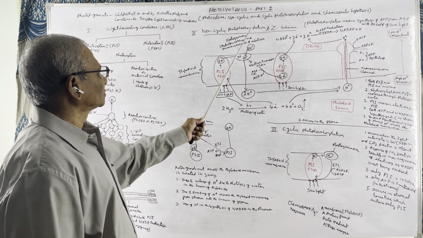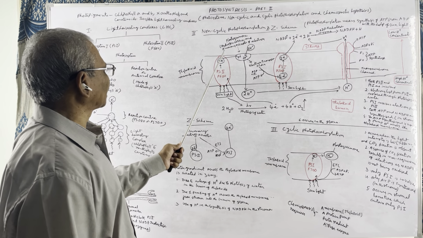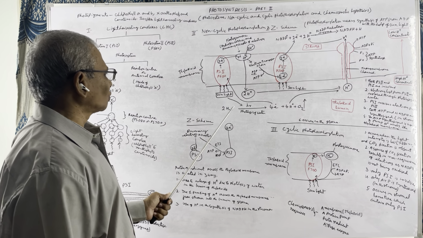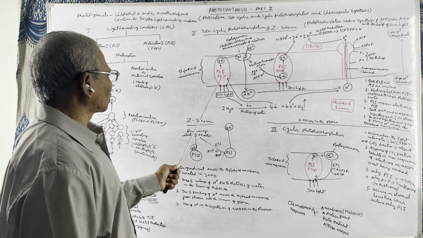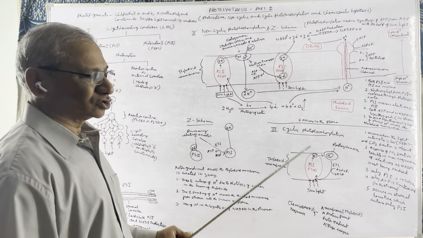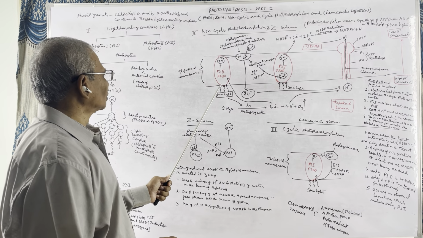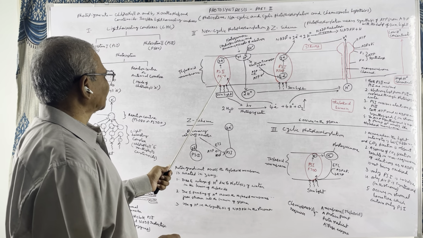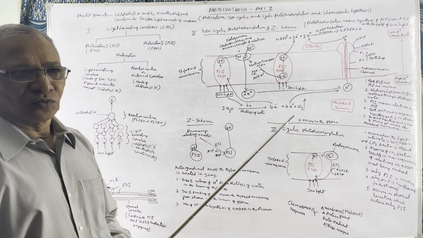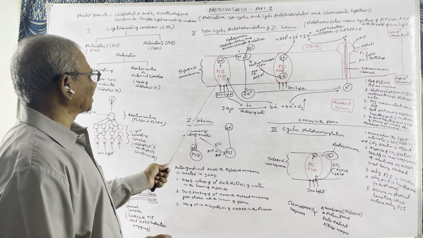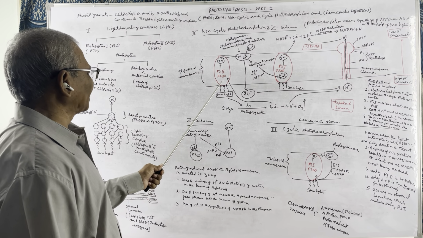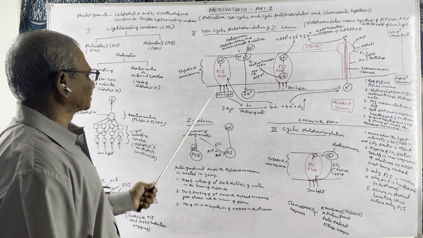Actually, in non-cyclic photophosphorylation, the role of PS2 comes first, then the role of PS1 comes next. This is not to get confused. So, this is PS2, where the activity is highest or at peak when the wavelength of light is at 680 nanometers.